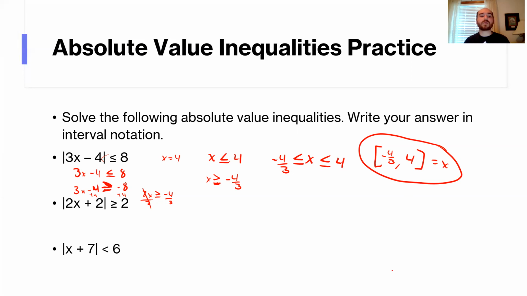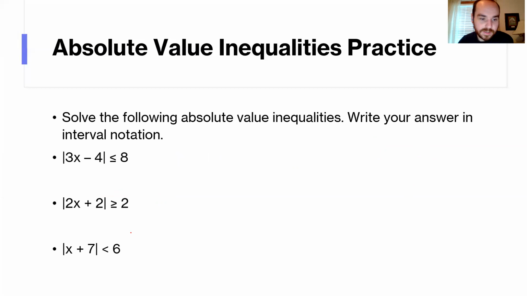And that would be how we solve that first one. So I'll go through it step by step on the second one to try to hopefully make it a little bit less confusing. So the first thing we want to do is set this equal to 2 and negative 2. So we'll have 2x plus 2 is greater than or equal to 2, and 2x plus 2 is less than or equal to negative 2.